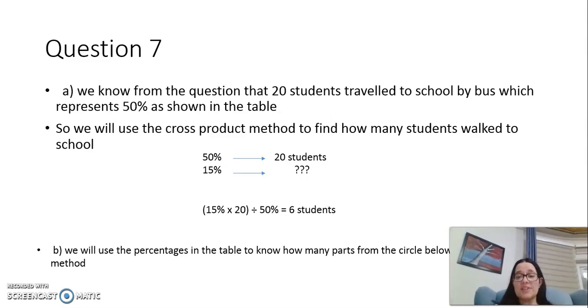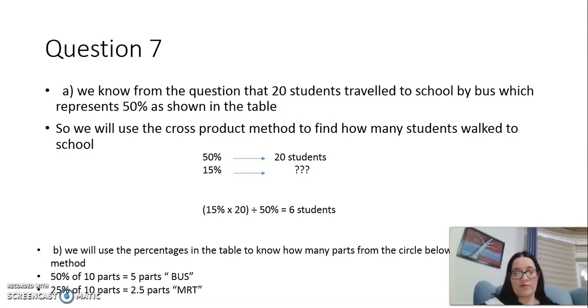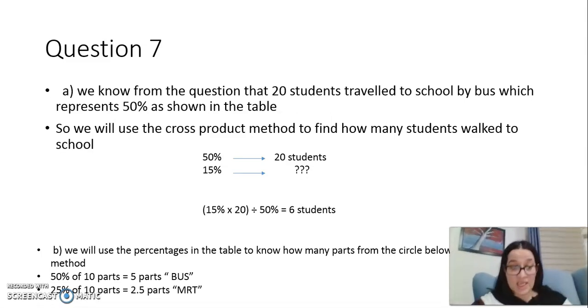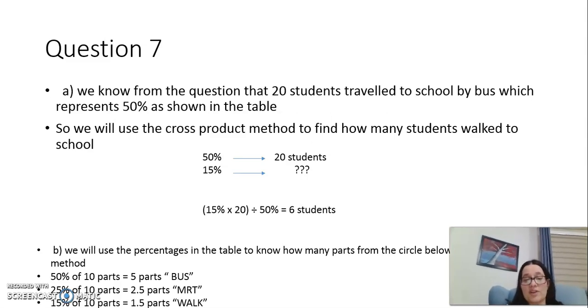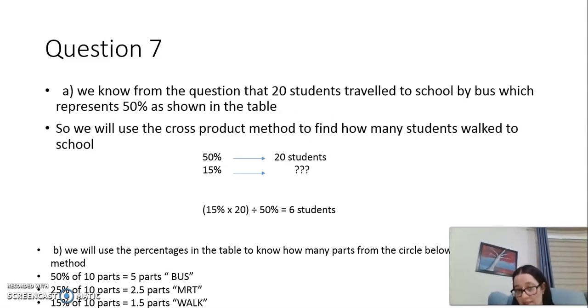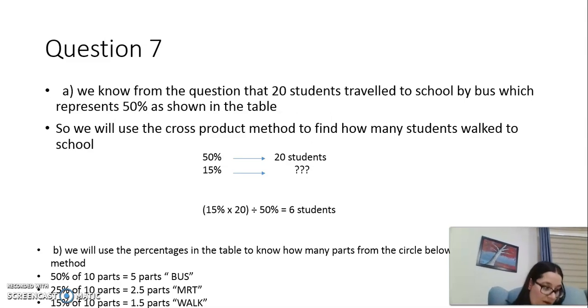Now we are going to use the percentage to know how many parts from the total circle each vehicle represents. Actually, we have 10 parts. So 50% of 10 parts equals 5 parts. This is for the bus. 25% of 10 parts equals 2.5 parts. This is for the MRT. 15% of 10 parts equals 1.5 parts. This is for the walk. And 10% of 10 parts equals 1 part for the car.